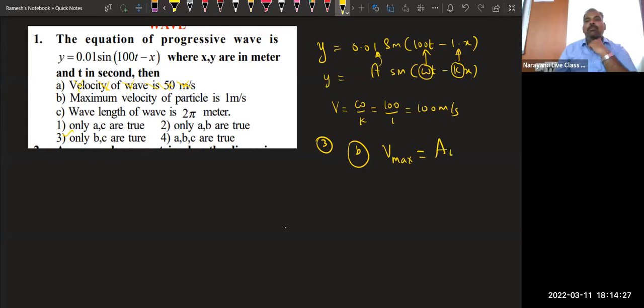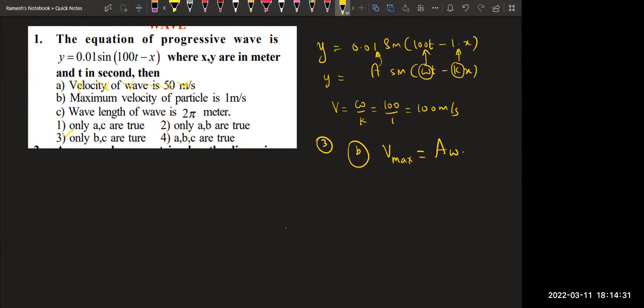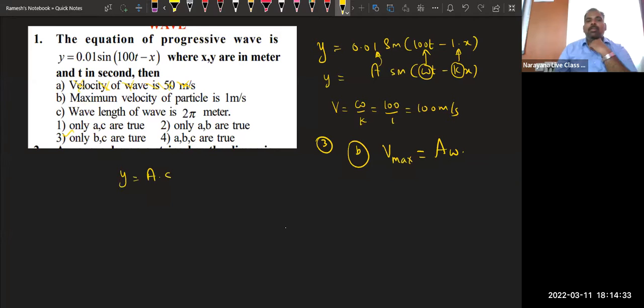A omega only, na? Yes, sir. Because y is equal to A into sine of omega t minus kx, if you differentiate it, you will get velocity. What is velocity? Minus A omega into cosine of omega t minus kx. Sorry, here plus omega t is there, na? So plus omega will come.